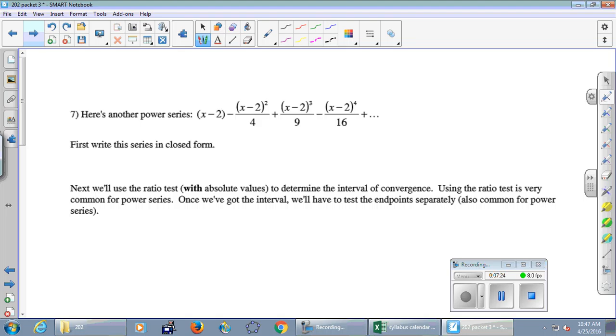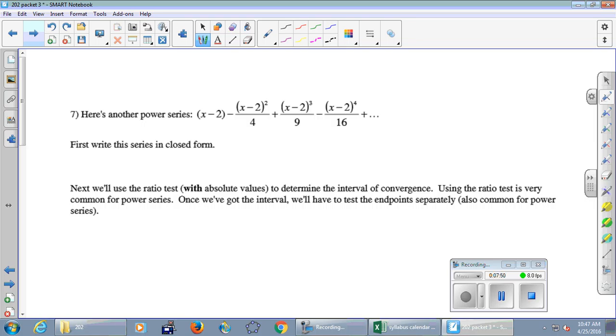Number 7. Here's another power series. So this one is more complicated. So first of all, there's x minus 2's floating around every place. That's a little bit different. Also, is this a geometric series? It's not. You're not going to be able to multiply by something to get this 1/4 and then again the 1/9 and then again the 16th, right? That is not a geometric series.